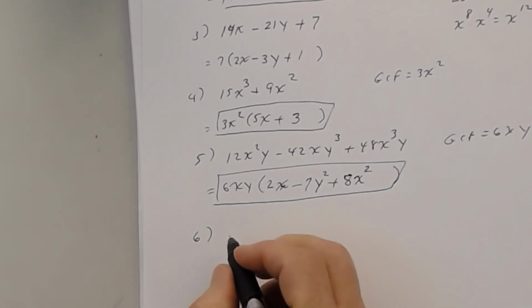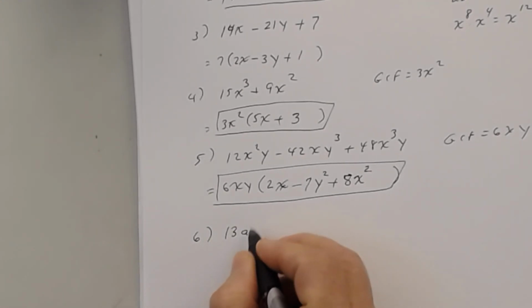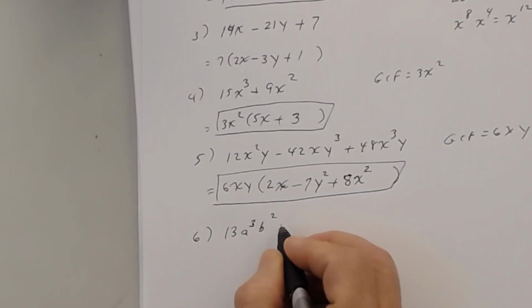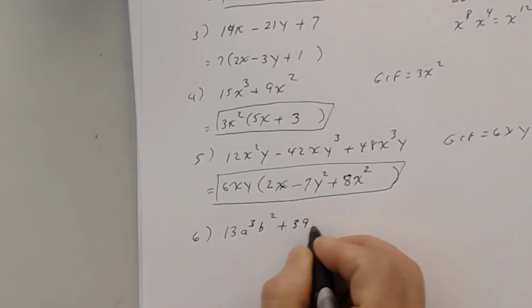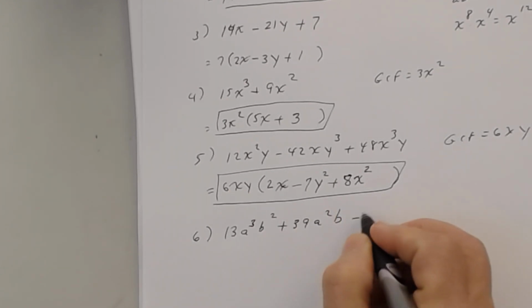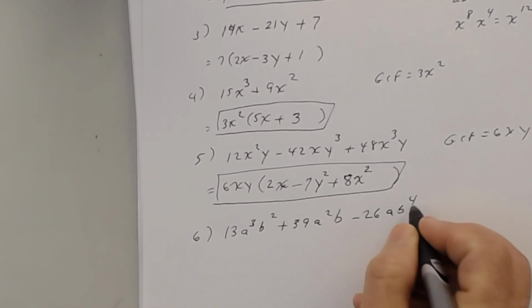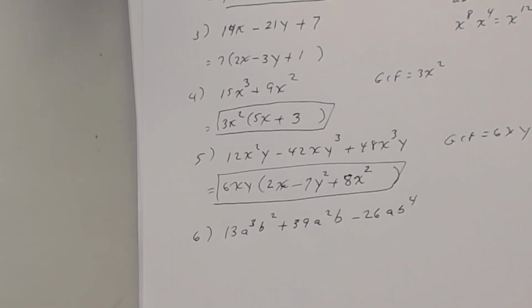Let's suppose you had 13a cubed b squared plus 39a squared b minus 26ab to the fourth. So 13a cubed b squared plus 39a squared b minus 26ab to the fourth. The GCF is 13. What else? A. What else? B. So 13ab. All right, so that's your GCF.